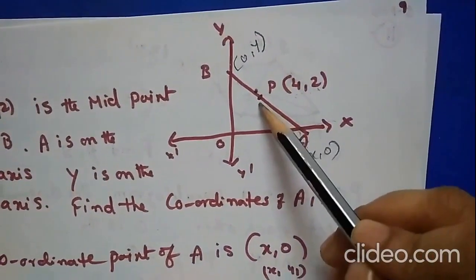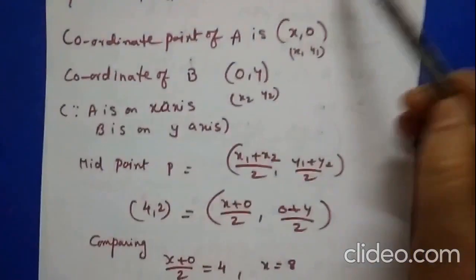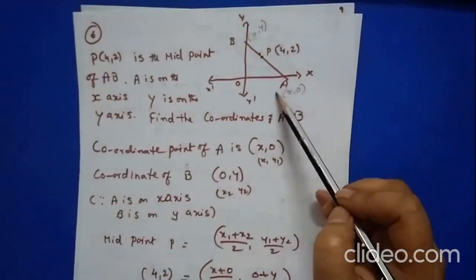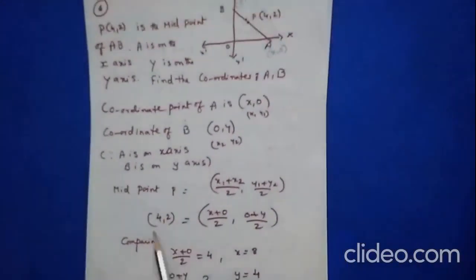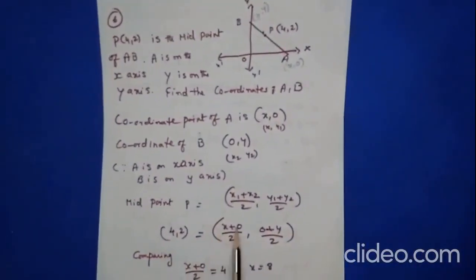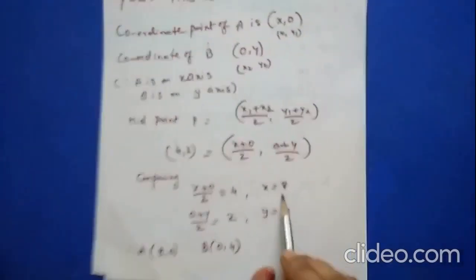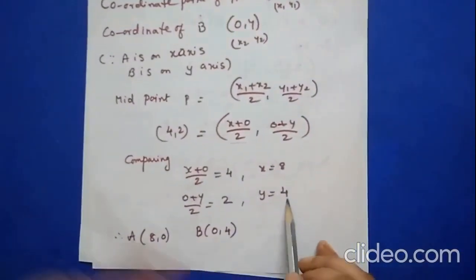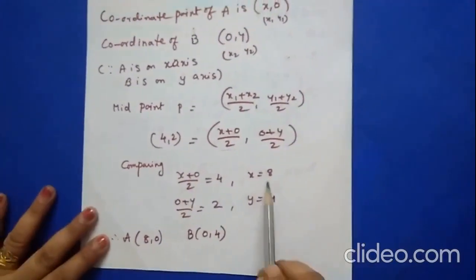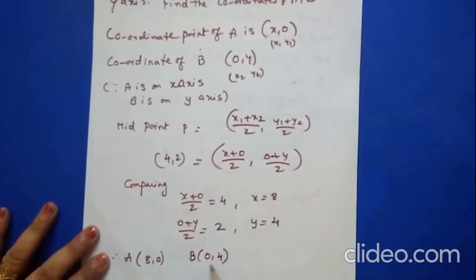Now apply the midpoint formula. What are you getting? (x plus 0) by 2, (0 plus y) by 2 is equal to (4, 2). Comparing, (x plus 0) by 2 is equal to 4, so x is equal to 8. (0 plus y) by 2 is equal to 2, so y is equal to 4. Therefore, the coordinate of A is (8, 0) and the coordinate of B is (0, 4).